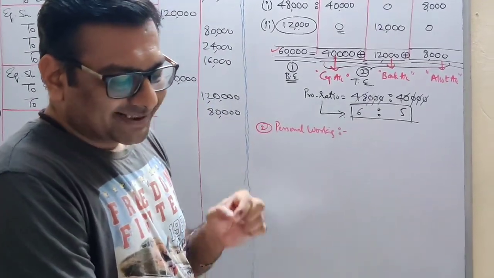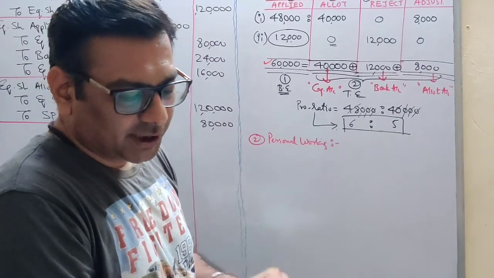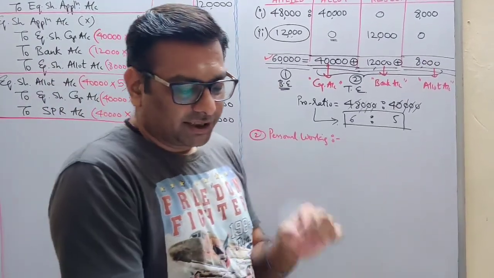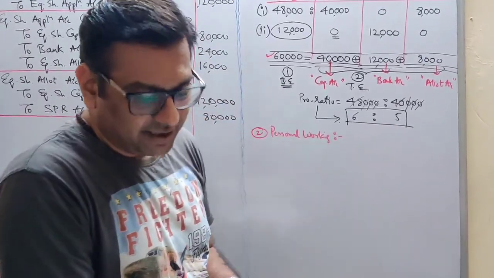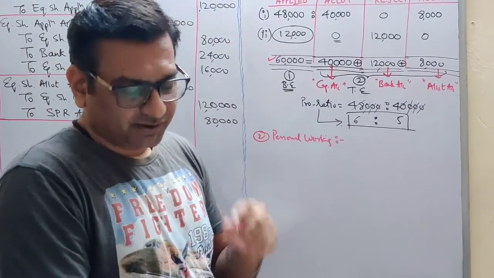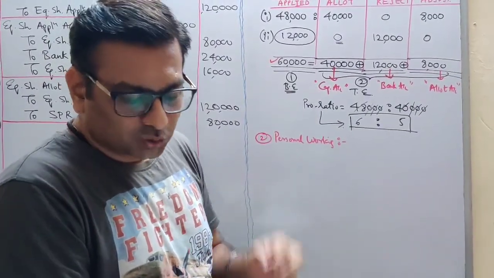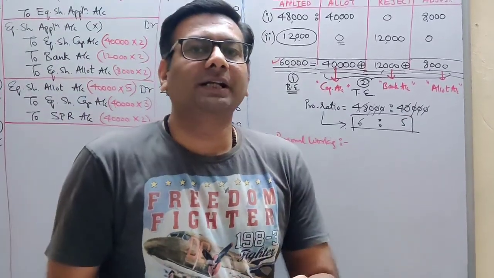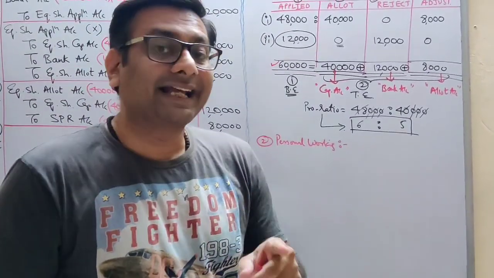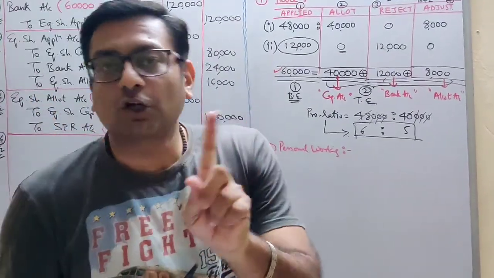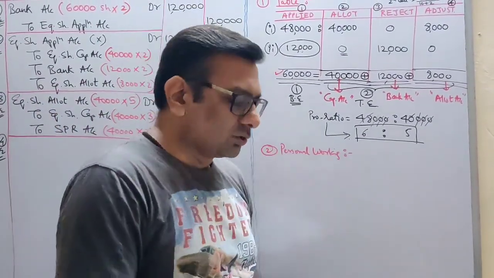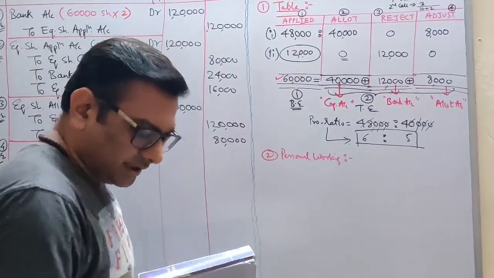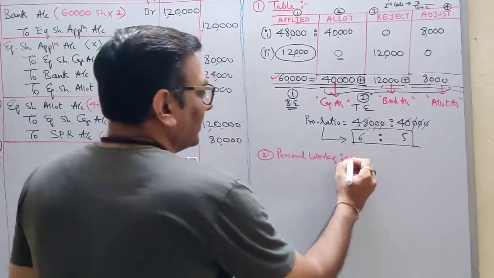Ramesh, to whom 1600 shares were allotted, failed to pay the allotment money. And Suresh, there are 2 persons. Suresh, to whom 2000 shares were allotted, failed to pay the call money. But Suresh is in arrear only in call money, not in allotment. So we are going to do the personal working note only for Ramesh.